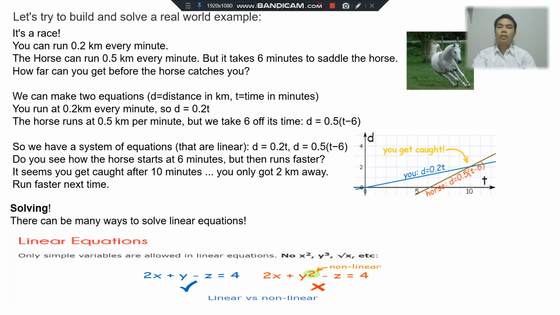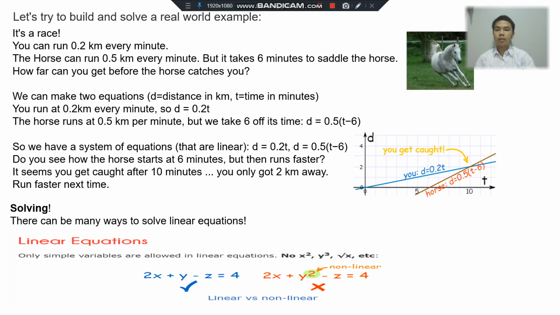We can make two equations. D equals distance in kilometers, T equals time in minutes. So we have a system of equations that are linear: D equals 0.2T and D equals 0.5(T minus 6).